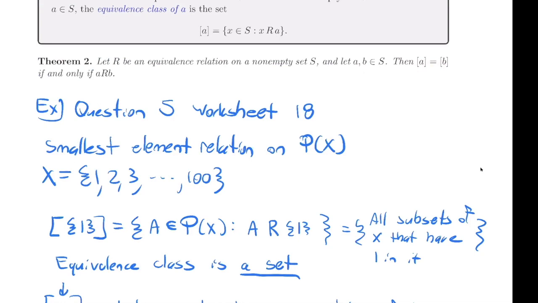A couple of things to note: this is an if and only if statement, so it's a biconditional. There are 2 things you would need to show. If the equivalence class of A is equal to the equivalence class of B, that's going to imply that A is related to B. And then we would need to show the other direction: if A is related to B, then their equivalence classes are equal.